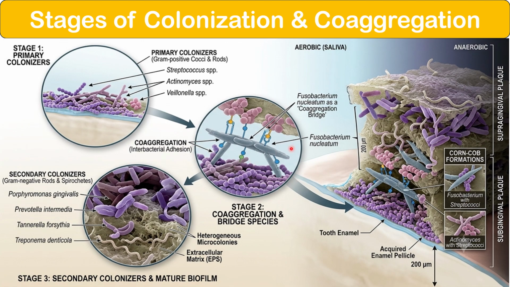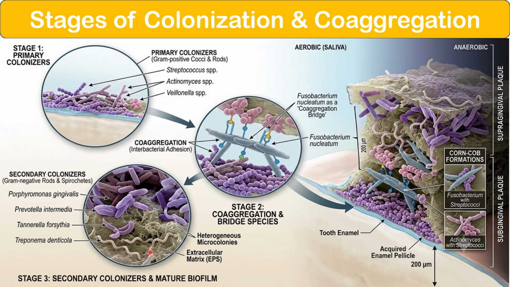So it connects the early colonizers with the late colonizers, which allows the biofilm to grow in complexity. Next is the third stage. In this, the secondary colonizers such as P. gingivalis, P. intermedia, T. forsythia, and T. denticola join the biofilm.